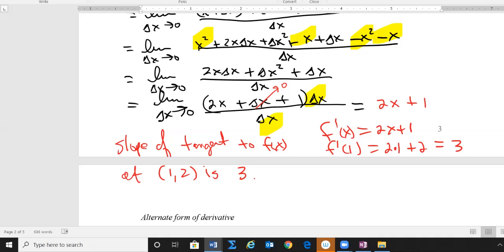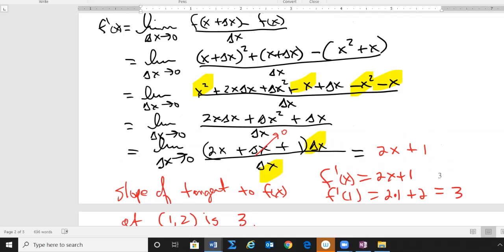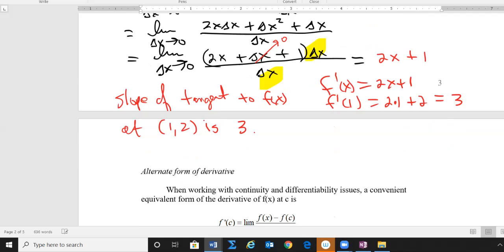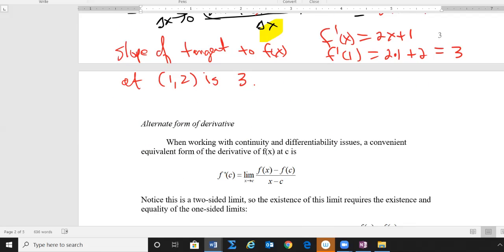We just found one right here. It almost seems like a waste to do all this work to find this function f prime and then just use one value of x to calculate a single slope. But that's all we needed for this problem.